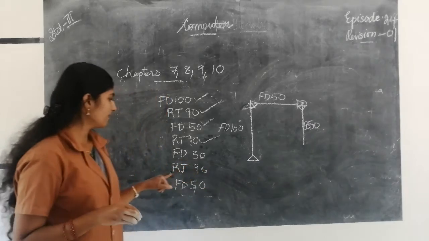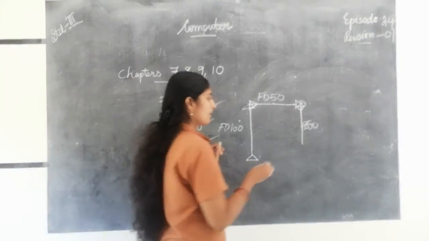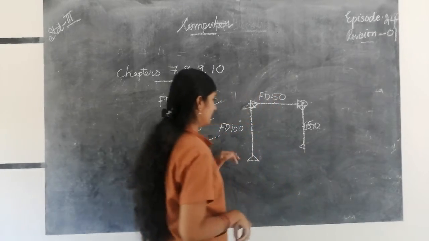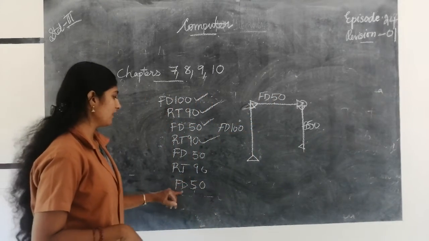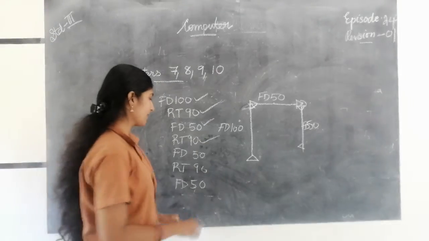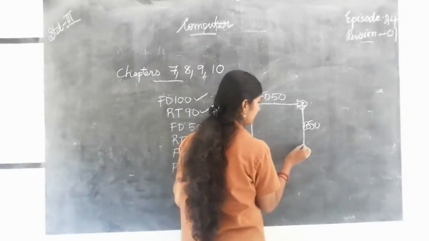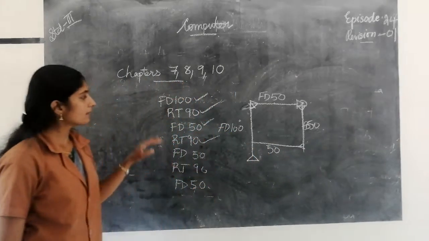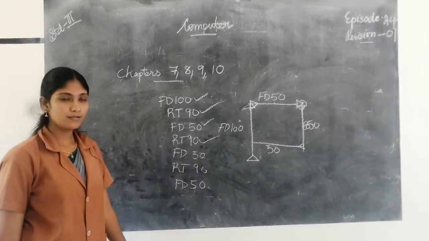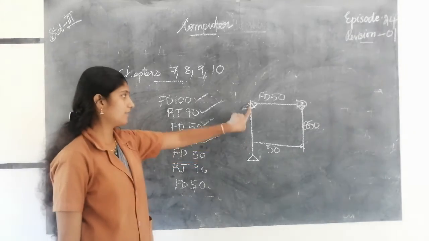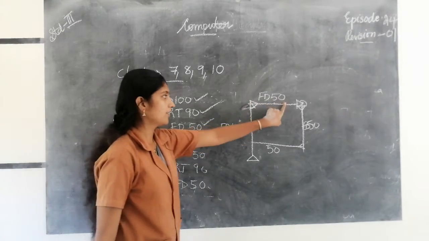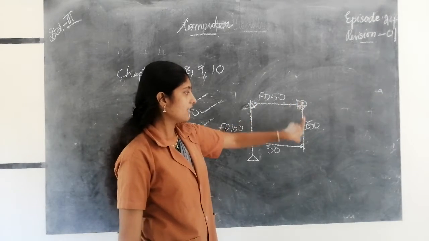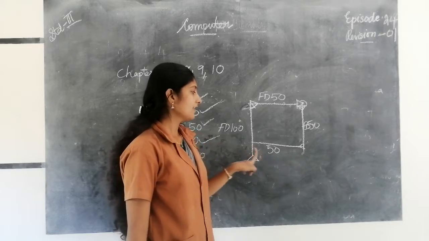And then again rotate the turtle 90 degrees. Now the turtle is in this position. Then after that, the last command is FD 50, so move the turtle 50 steps. So this is the figure after performing all these commands: first FD 100, then RT 90, FD 50, RT 90, FD 50, RT 90, then FD 50.